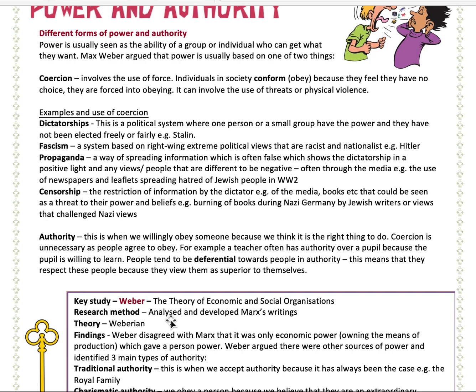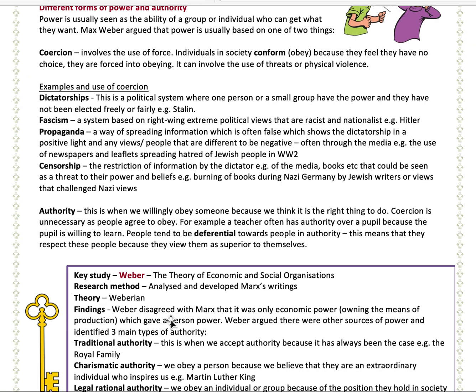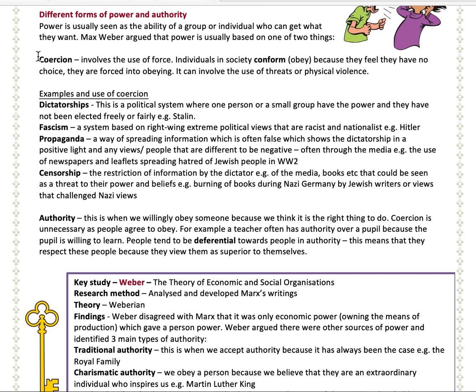And then this word here, so people tend to be deferential towards people in authority, so they respect them, they view them as superior because they see them as someone having a position of status. So you need to know the two types of power. So one type of power is coercion, the other is authority.